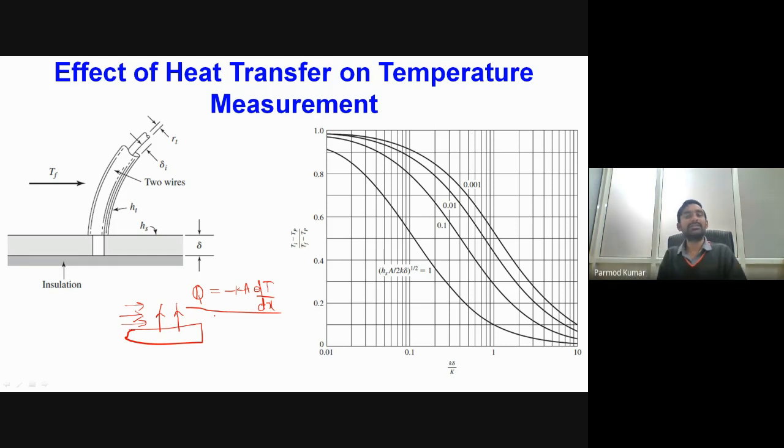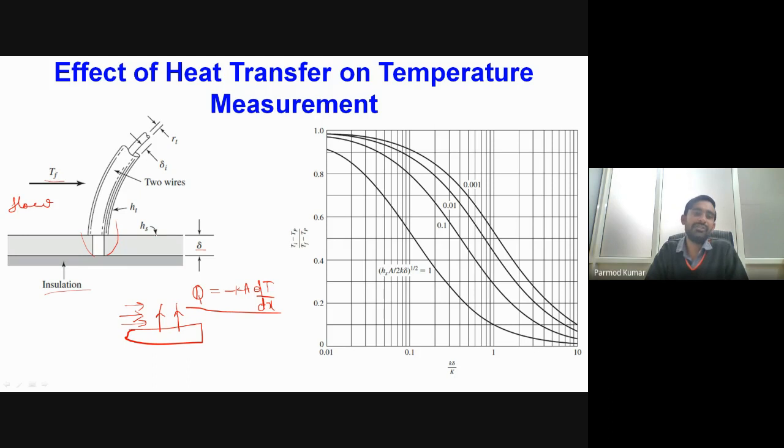Okay, so let us try to see one situation where we have a plate. This plate has thickness delta, and one end of this plate is insulated and the other end is subjected to the flow of a fluid. We consider that the temperature of the fluid is equal to Tf, and we have a thermocouple connected to this plate surface at this particular junction.